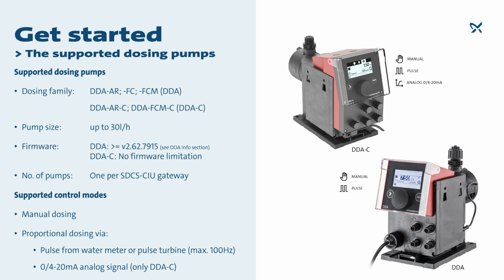SDCS supports DDA dosing pumps up to 30 liters per hour with the control variant AR, FC, or FCM. The DDA Classic is retroactively supported up to firmware version v.2.62.7915 or higher. One SDCS CAU gateway is required for each DDA dosing pump. Supported control modes include manual dosing and proportional dosing via pulse from a water meter or pulse turbine. The new DDA additionally supports analog control from a 0 or 4 to 20 mA analog signal.